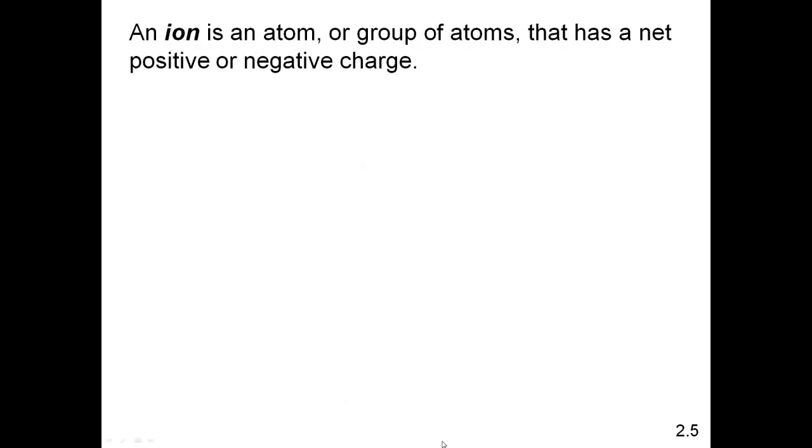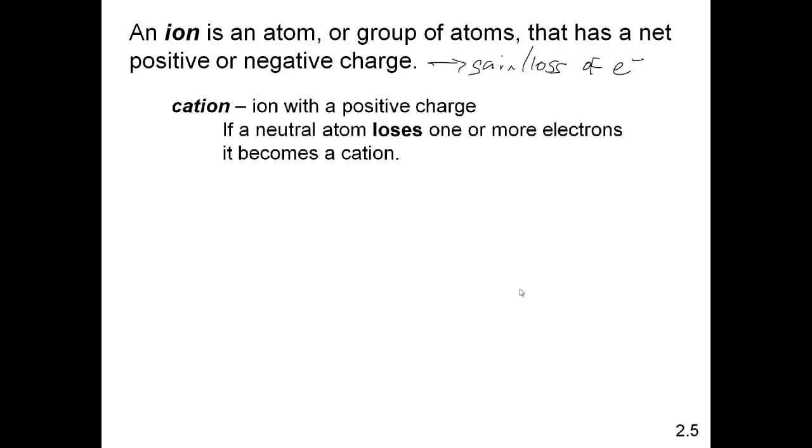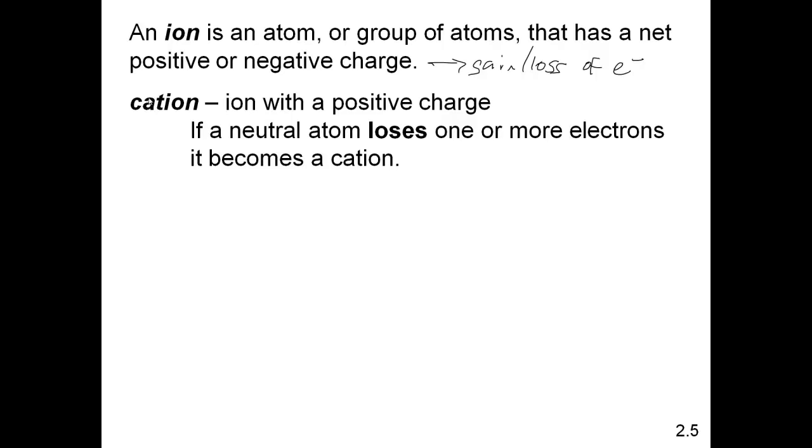An ion is an atom or group of atoms that has a net positive or negative charge. How does it have this? Either gain or loss of electrons. So a cation. An easy way to remember a cation: we have a T here if we write it out in normal print. What does the T look like? It looks like a positive sign. So ions with a positive charge. If a neutral atom loses 1 or more electrons, it becomes a cation. So it becomes positive by losing electrons.